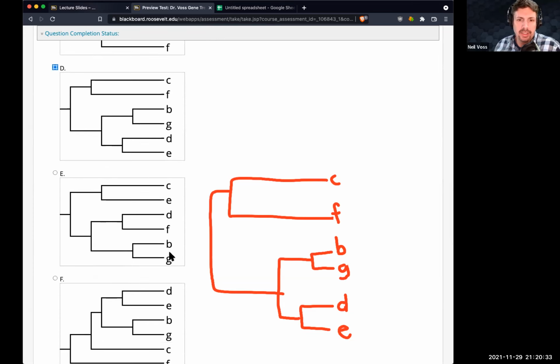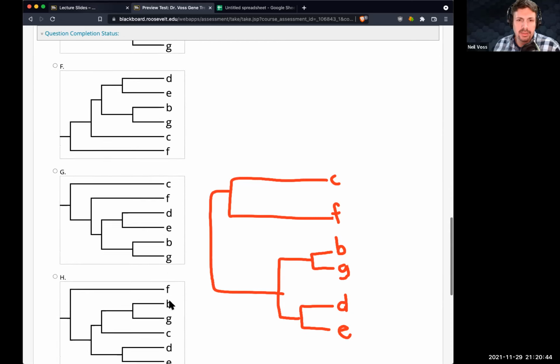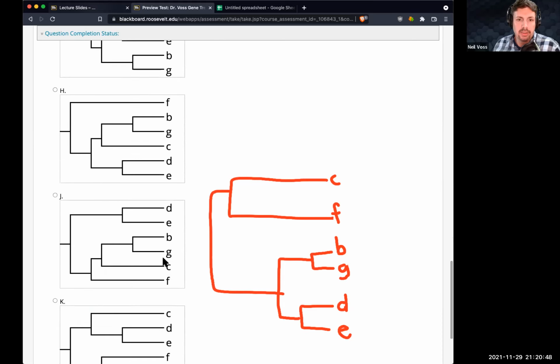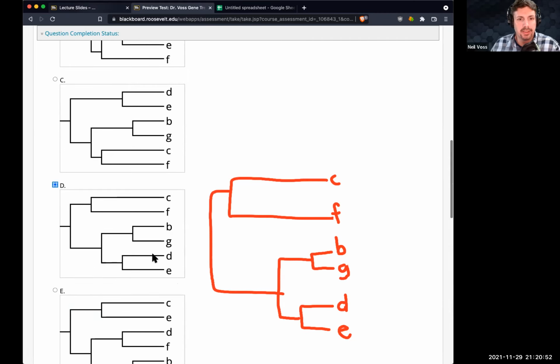And here we were looking at DF and BG together beforehand, and D and F are not close to one another. It's C and F. Here I've said C and F are linked before they connect everything else. Same thing with this setup here. Yeah, so the answer is D.